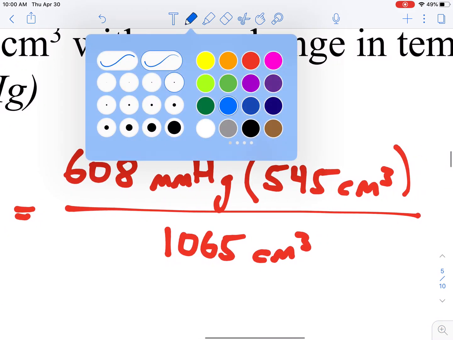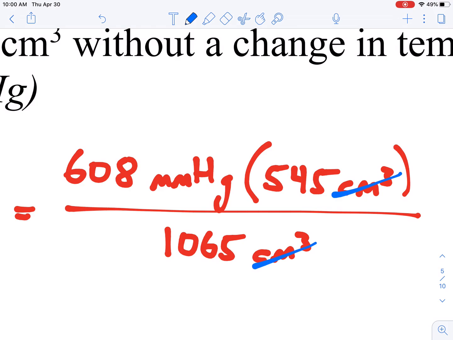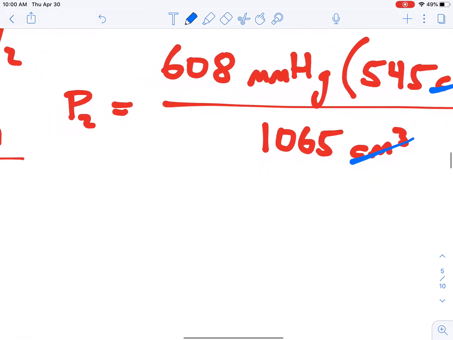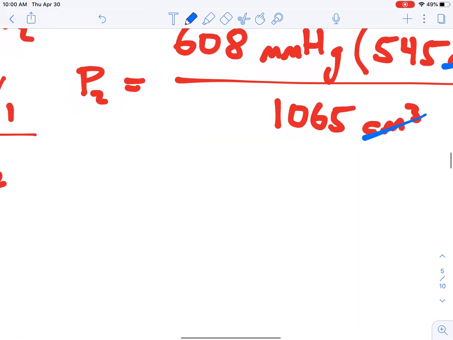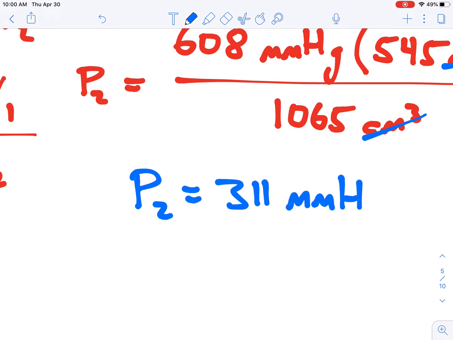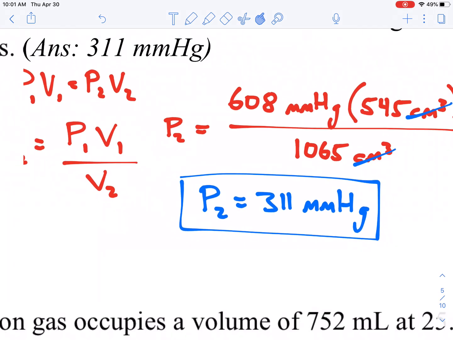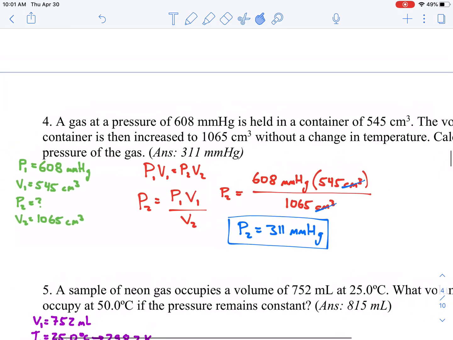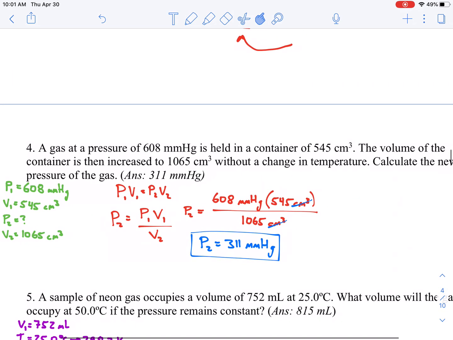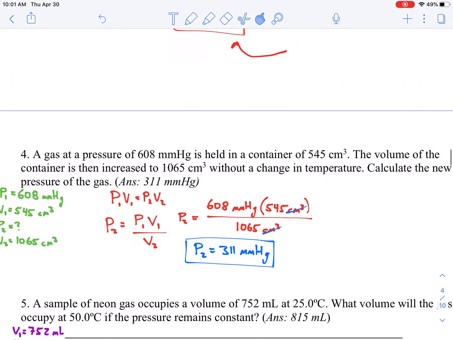So when you do the math here, your cubic centimeters cancel. You have 3 sig figs, 3 sig figs, and 4 sig figs, so we should end with 3 sig figs. Our final pressure turns out to be 311, and the unit is mmHg because that is still remaining from our math. Another thing worth thinking about is, does this make sense?